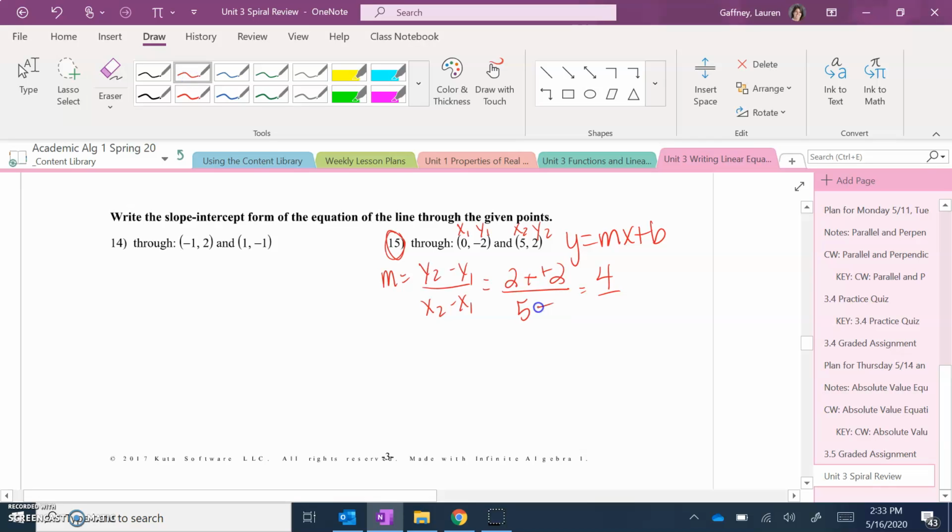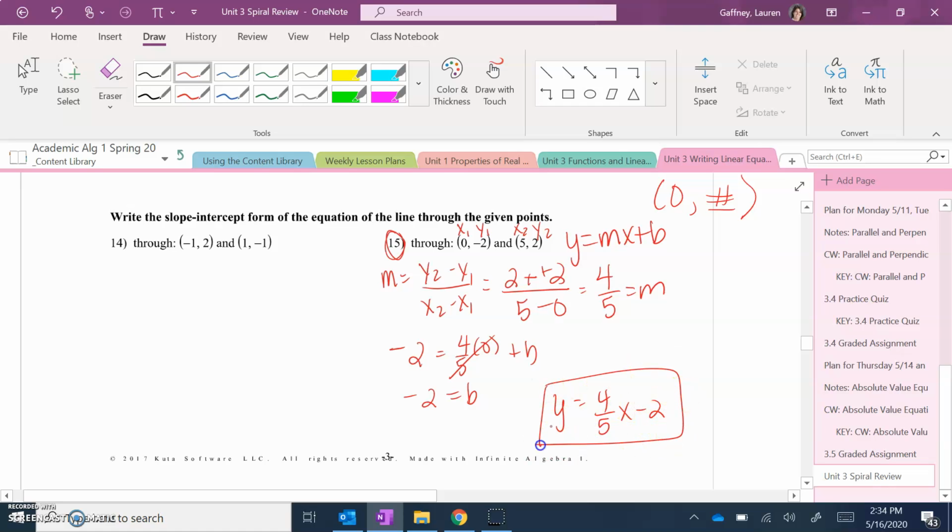Okay. So minus 0. So that's 5. So my m is 5/4. So now pick one of these ordered pairs. It doesn't matter which one for your x and y. Okay, so I'm going to use this one. Okay, so y equals mx plus b. Well, that's convenient. Anything times 0 is 0, so my b is simply -2. Which, if you think about it, we knew that was our y-intercept, because if you ever have 0, comma, a number, that is your y-intercept. So y equals 4/5 x minus 2.